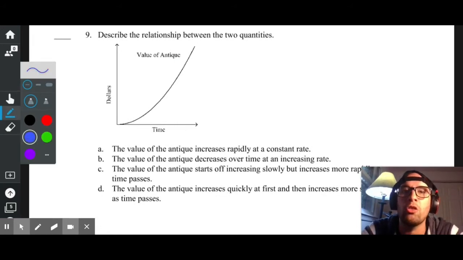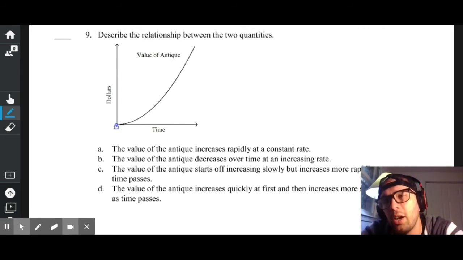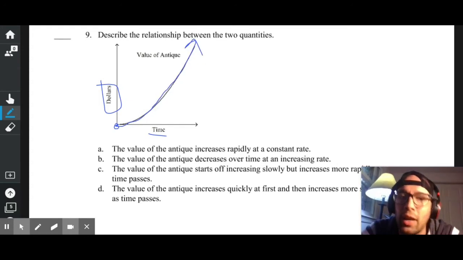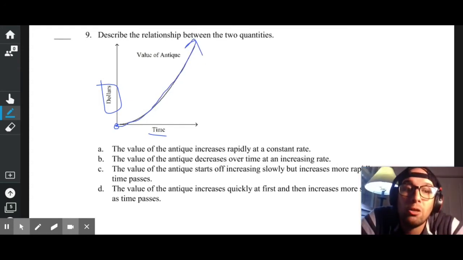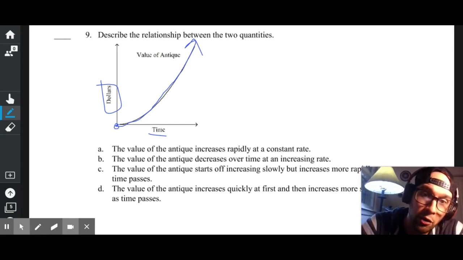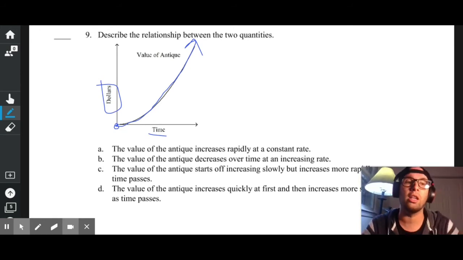Describe the relationship between the two quantities. Well, I have an object, I have time, and I have dollars. It looks like as I have an object, it increases in value and then increases faster and faster and faster. So if I have a baseball card, it might be worth $1 this year, and it might be worth $3 next year, and it might be worth $10, then $100, and $1,000. Things are growing super, super fast.